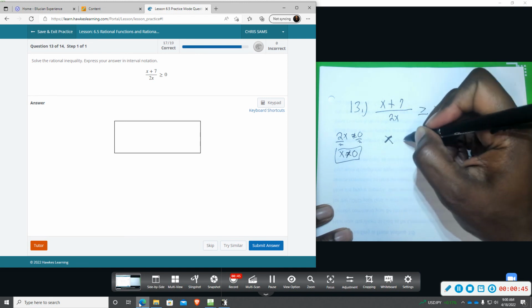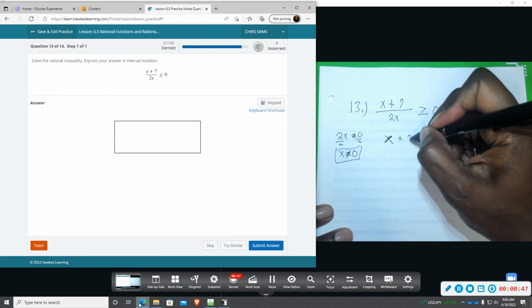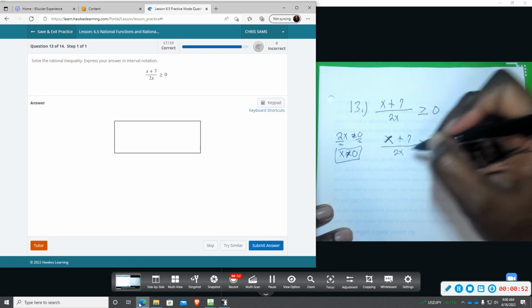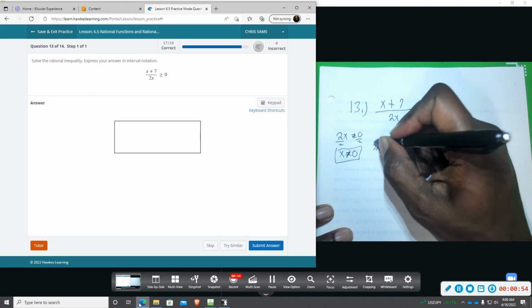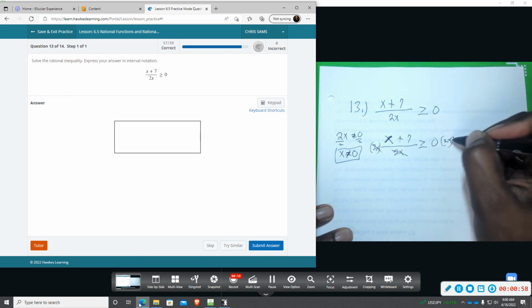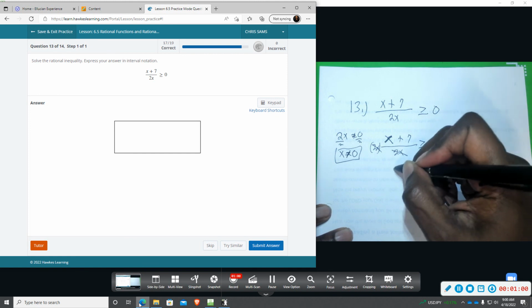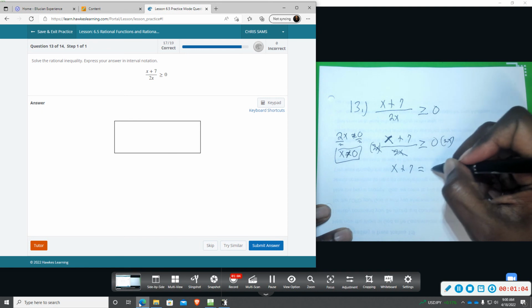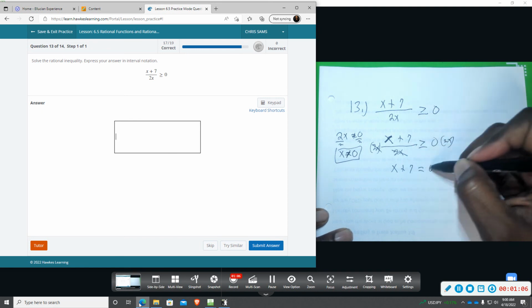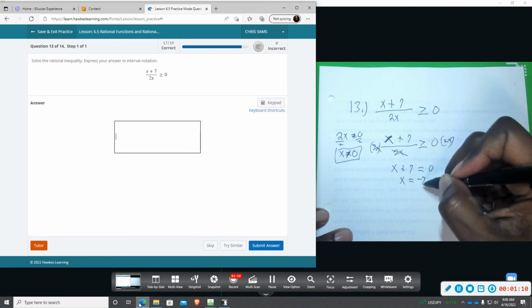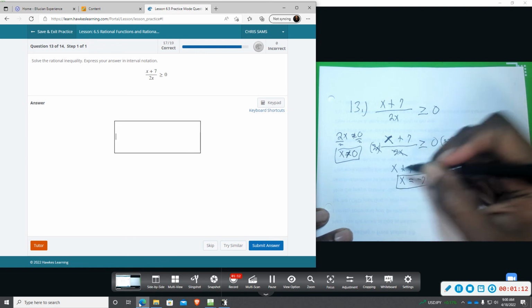we can still do our cross multiplying. So x plus 7 over 2x is greater than or equal to 0. We're going to multiply by 2x on both sides. So that's going to cancel out here, and then 2x times 0 is going to be 0. So I have x plus 7, let's just say equal 0, and then solve this. This will give us x equals negative 7. So this is our other critical value.